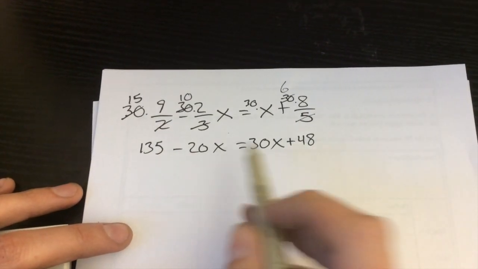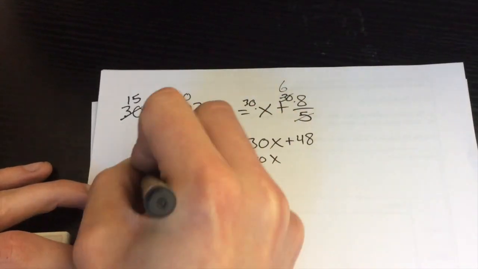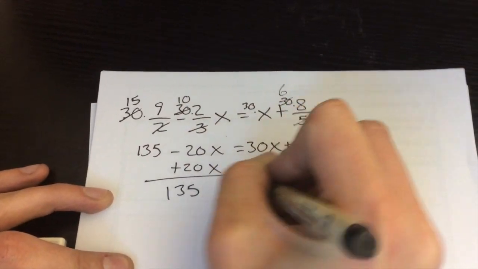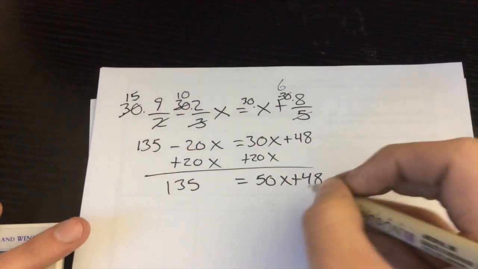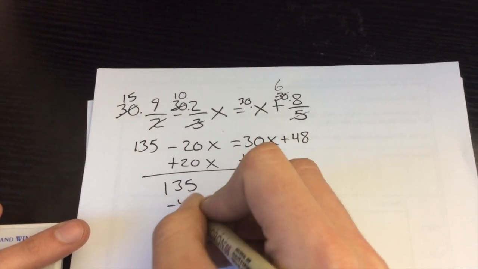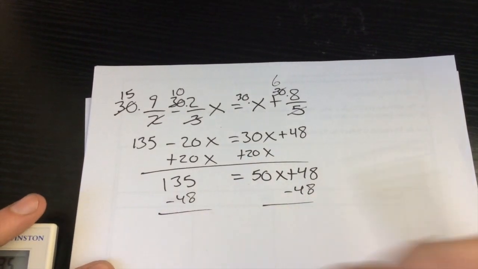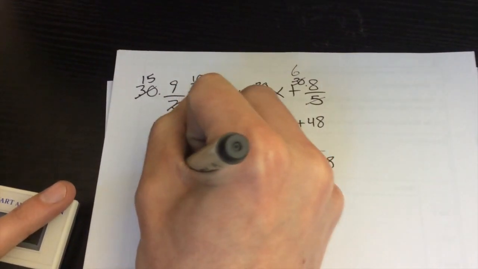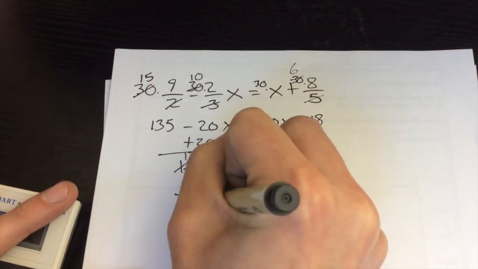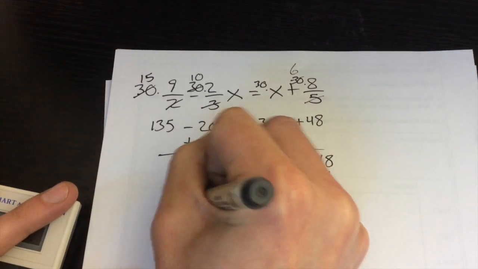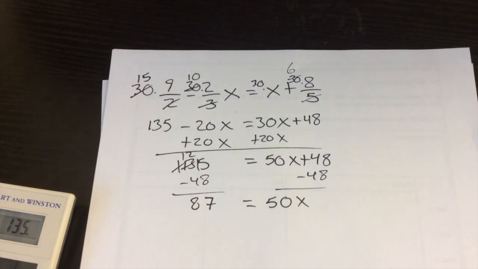All right, now let's get our x's together. I'm going to add 20x to both sides. And that'll give me 135 equals 50x plus 48. Then I'm going to go ahead and subtract 48 from both sides. And if I was subtracting here, let me show you doing it by hand, just to practice, because off the top of my head, I don't have that one. 13, I got to borrow from that, make it 12. 15 minus 8 is 7. 12 minus 4 is 8. So 87 equals 50x. And my last step is just to divide that coefficient.